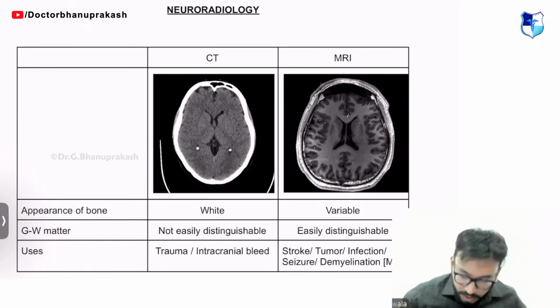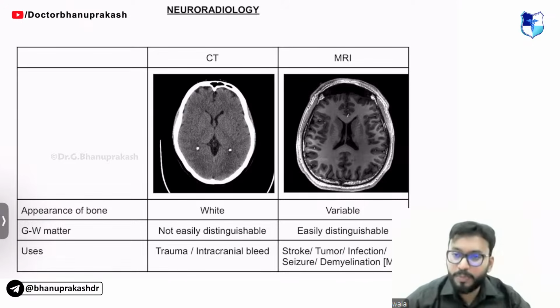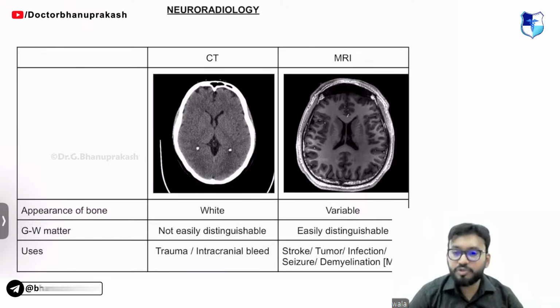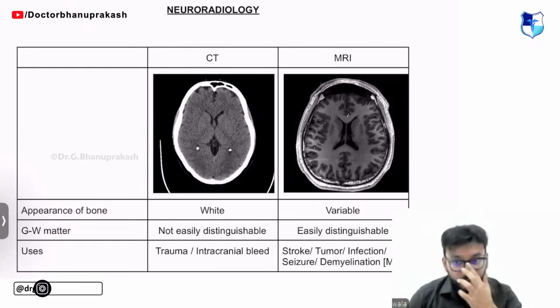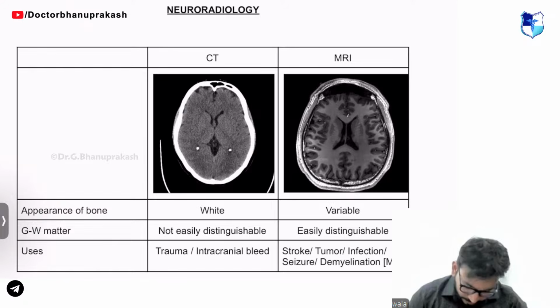For DVT, you do a duplex scan. A duplex scan, investigation of choice, like I said. The first investigation usually is a duplex scan. But if you ask what is the more sensitive one, it has to be your CT angio. But that is for artery. If you say for DVT, yes, the duplex scan is your investigation of choice.